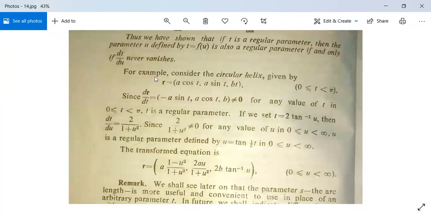अब देखो, for example, the circular helix given by r is equal to (a cos t, a sin t, b t)। यहाँ x(t) तुम्हारा a cos t हो गया, y(t) a sin t और z(t) हो गया b t, where 0 less than or equal to t less than pi। दें dr by dt निकाल लेंगे, इसको डिफ्रेंशिएट करेंगे with respect to t, then you will get (minus a sin t, a cos t, b), and it is not equal to 0 for any value of t in 0 less than or equal to t less than pi। ये 0 नहीं हो सकता है, t की कोई भी वैल्यू लेंगे तो dr by dt is not equal to 0.